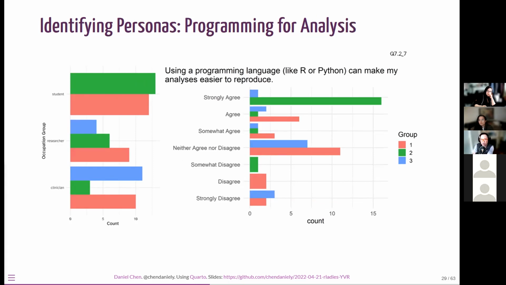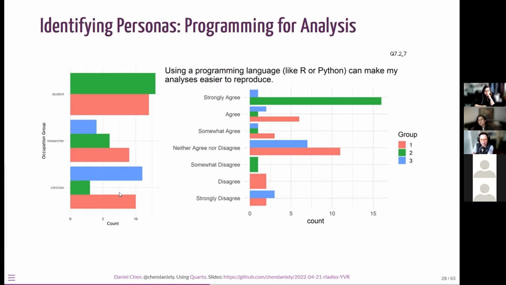And this question asks, using a programming language like R or Python can make my analysis easier to reproduce. And you can see, again, the green bar is sort of showing up the most here. And then you have the red that's sort of indifferent. And if we look at the people that strongly disagree, it's only the red and blue.